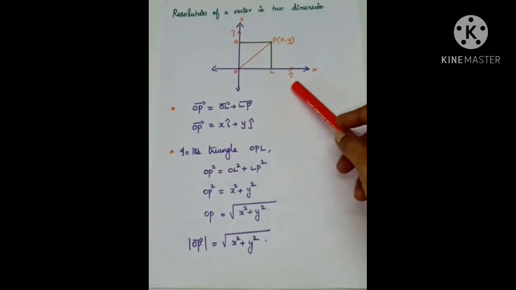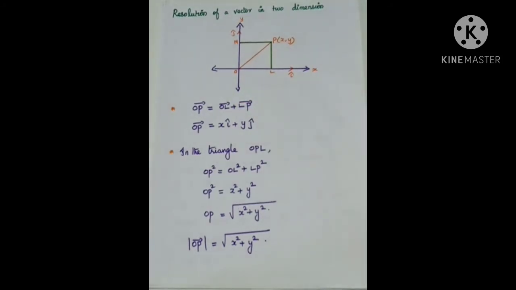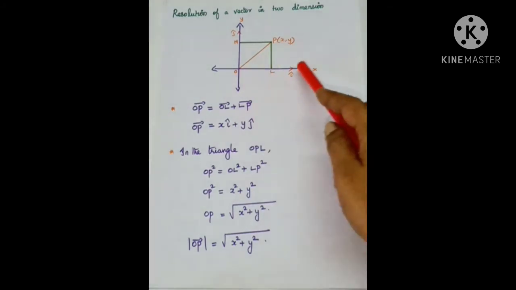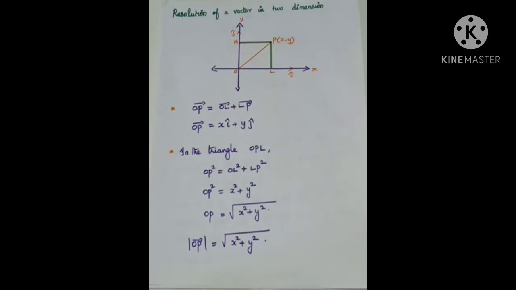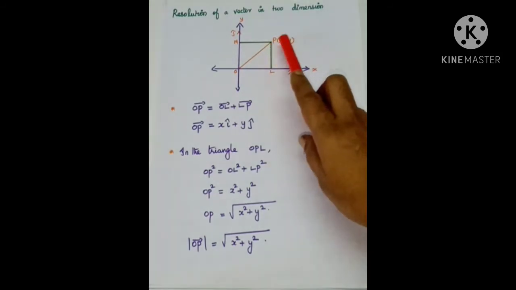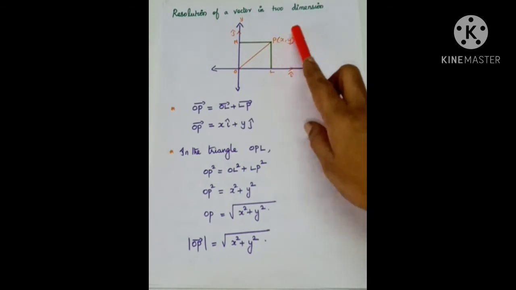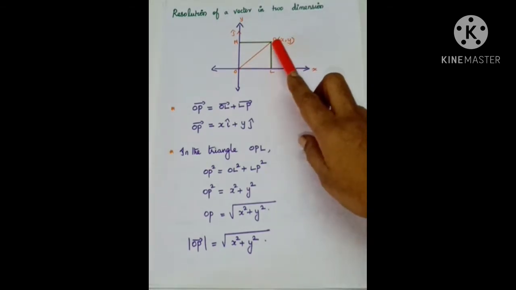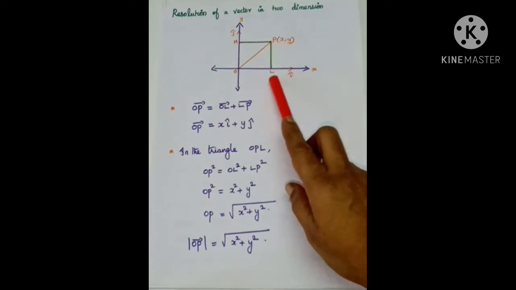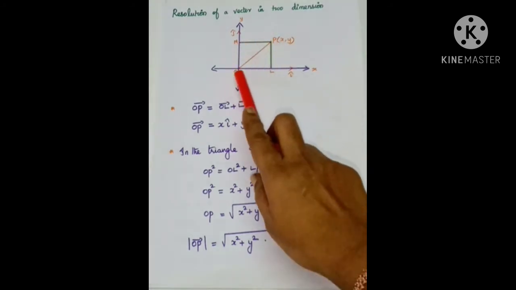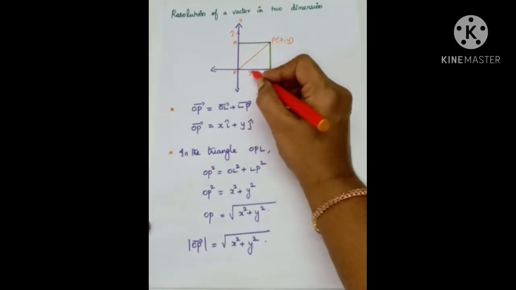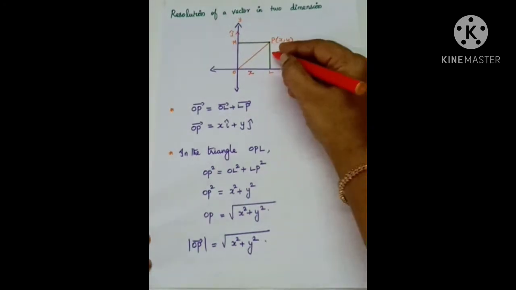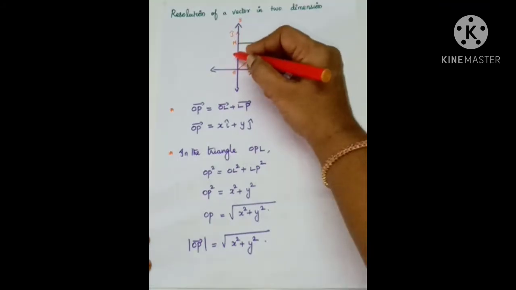Here, i vector, i cap, is the unit vector acting in the direction of x axis, and j vector is the unit vector acting in the direction of y axis, and we'll take a point whose coordinate is x comma y in the plane. From P you have to draw the perpendiculars PL and PM to x axis as well as y axis. If it's so, the length of OL is x and the length of LP is y. So OM is also y.